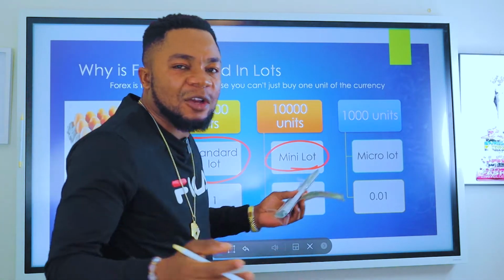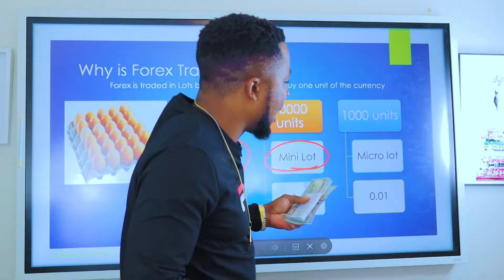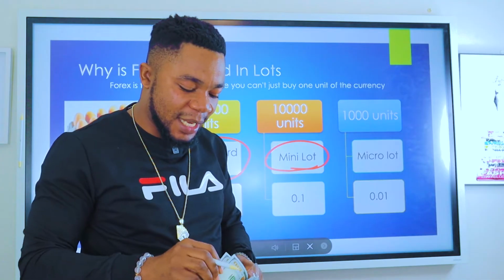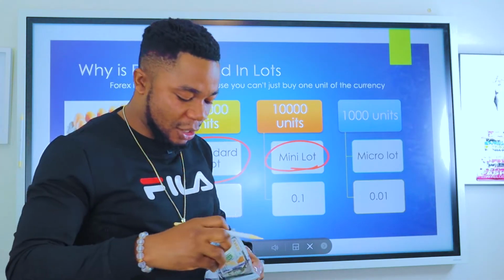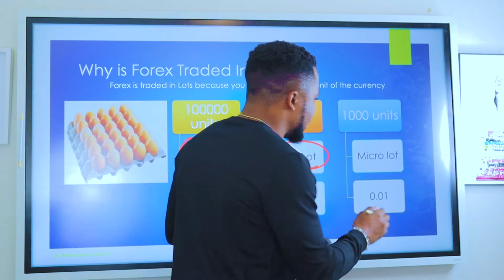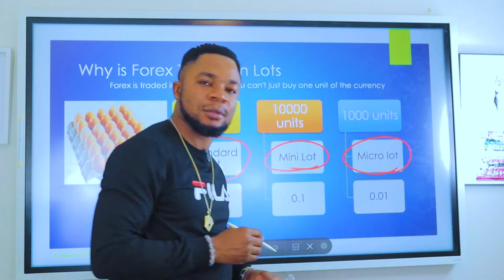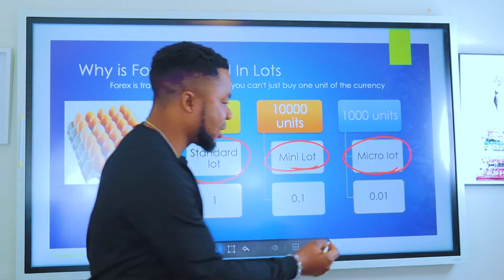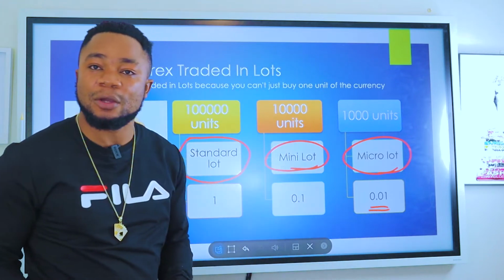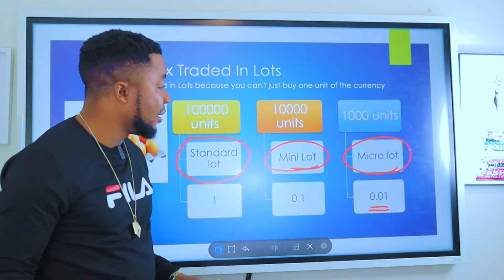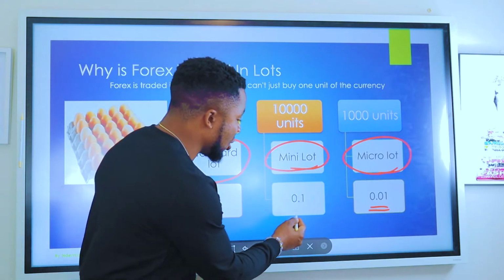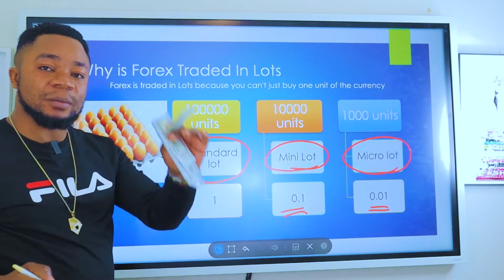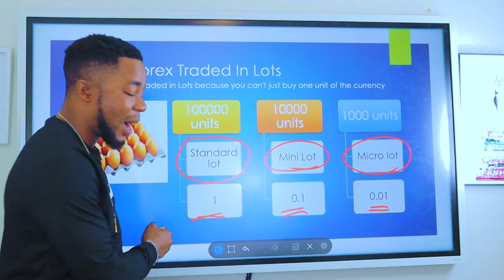And if I don't have enough money and I just need to buy 1,000 units, I'll buy a micro lot. On my trading platform, I'll use 0.01, which is the micro lot. If you want to buy a mini lot, you use 0.1. Or if you want to buy a standard lot of the base currency, you use 1.